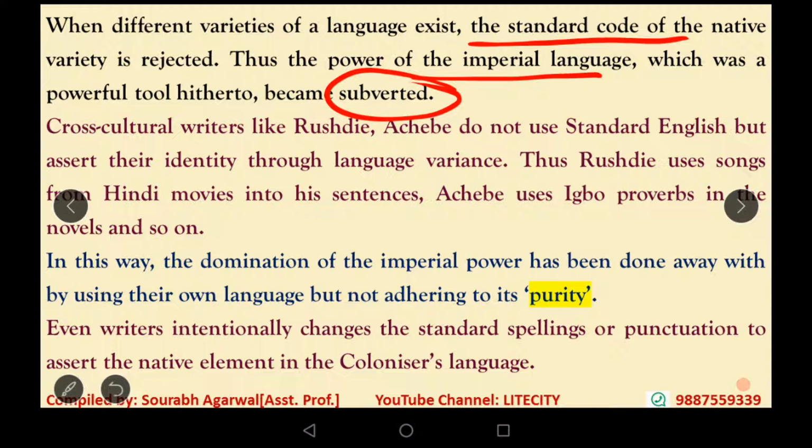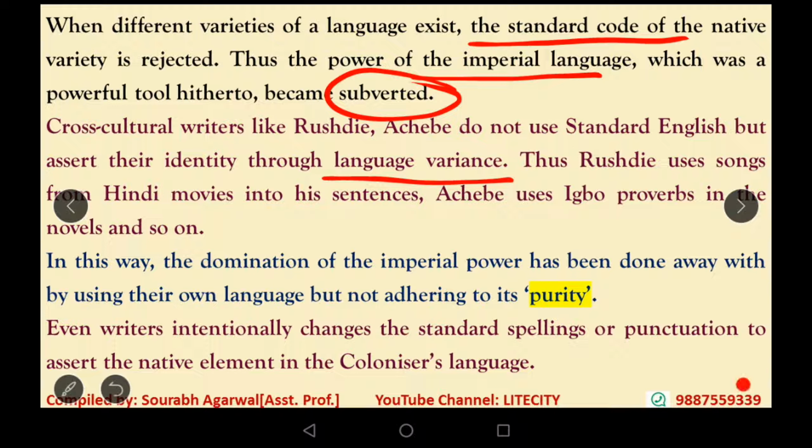Cross-cultural writers like Rushdie and Achebe do not use standard English but assert their identity through language variants. Rushdie, for example, puts songs from Hindi movies into his sentences. Achebe uses Igbo proverbs in his novels. There are so many examples. There are writers like Tutuola who change the spelling in the very title of their novel: instead of calling it drunkard, they use the word drinkard. There are so many examples where the normal structure and syntax is violated, abrogated by the post-colonial writers.